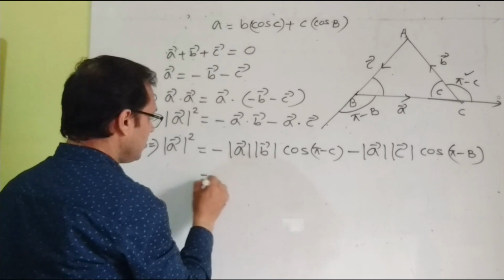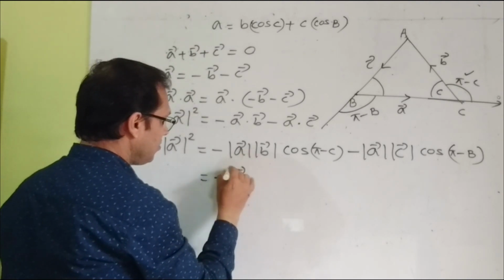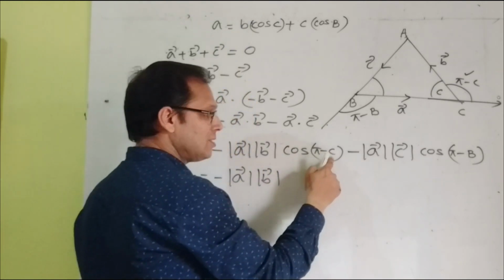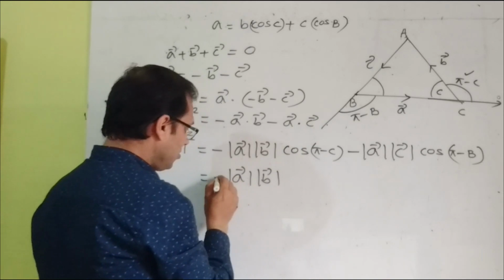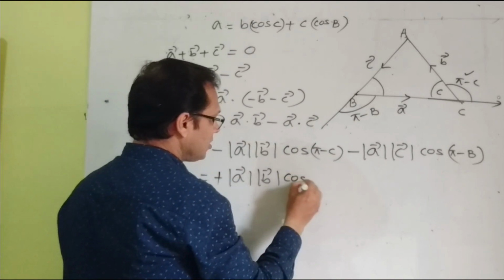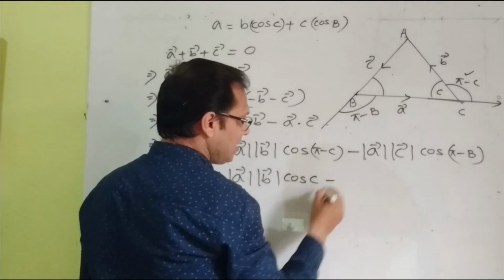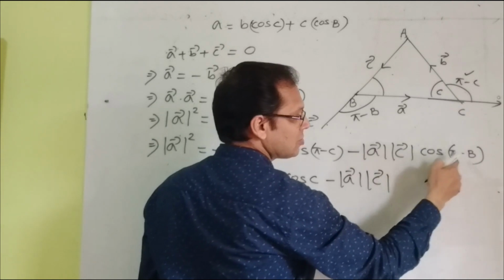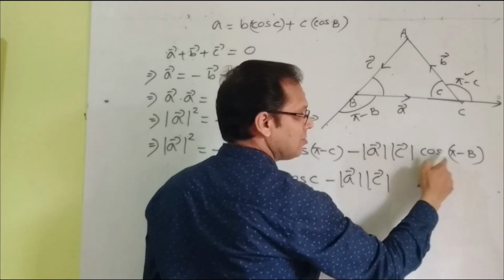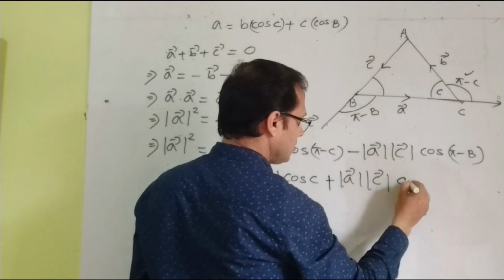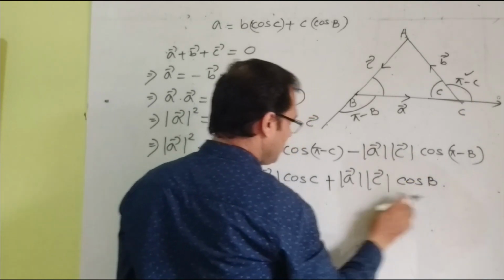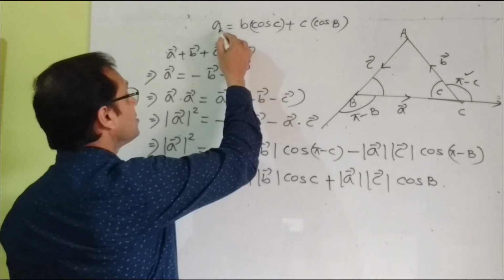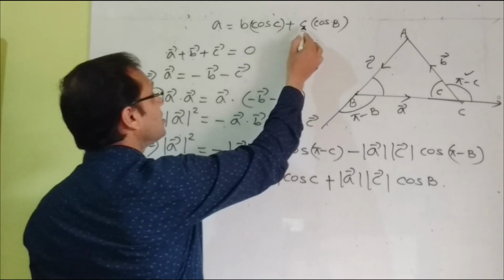So this is nothing but minus A vector magnitude B vector magnitude cos 180 minus theta, which is minus cos theta. So minus cos theta, there is already a minus sign, so it becomes plus cos theta, that is cos C. Minus A vector magnitude C vector magnitude, again cos pi minus B, cos 180 minus theta is minus cos B, minus minus plus cos B. So you see our proof is not wrong. We have to prove a is equal to b cos C plus c cos B.